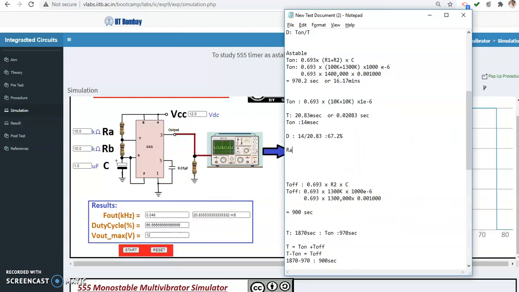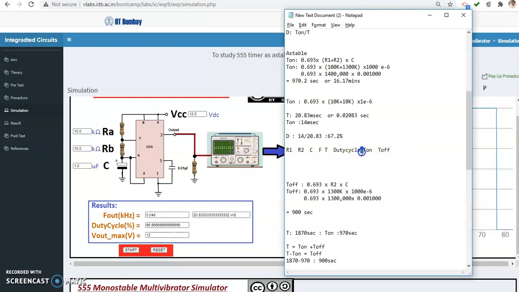Column number 1 is RA or R1. Column number 2 is R2, and then you mention the capacitance value. Then you write the frequency, then the time period and the duty cycle, and the on time and the off time.